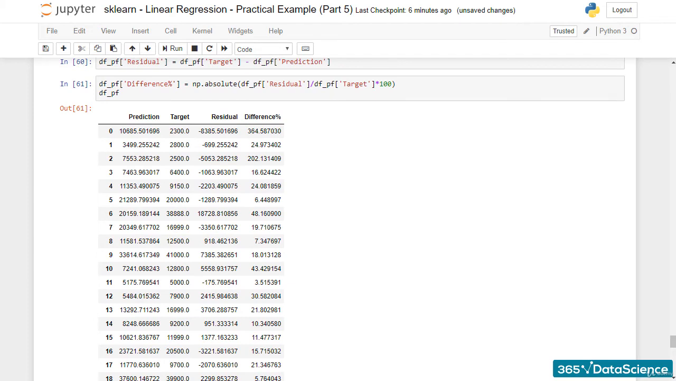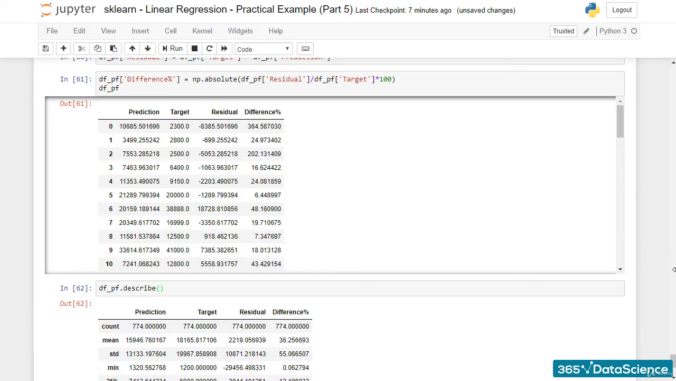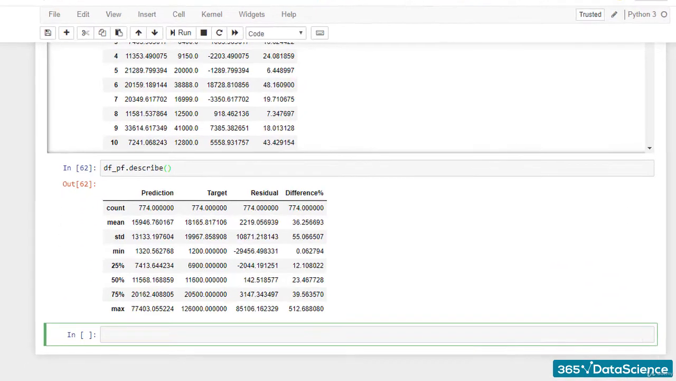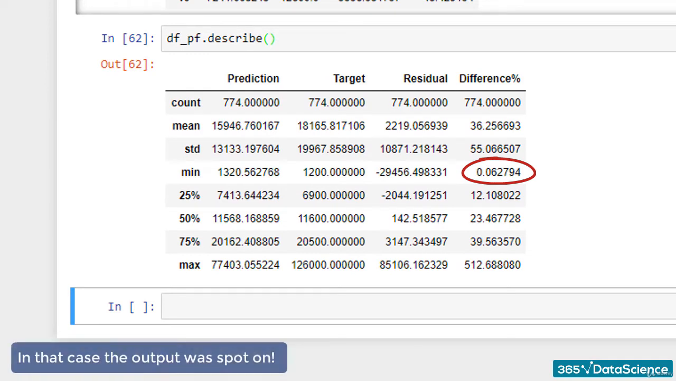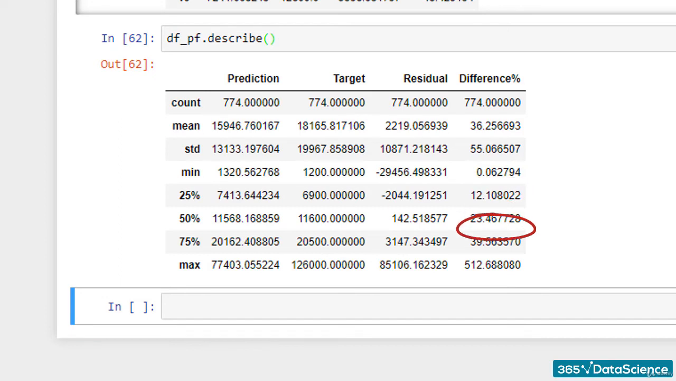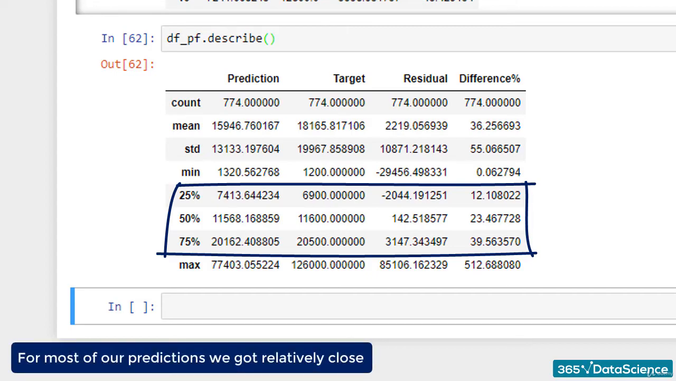To evaluate the aggregate performance, we could print the descriptive statistics of the data frame. Let's go through some highlights. The minimum difference in percentages is 0.06%. So the output was spot on. The maximum difference in percentages, however, is pretty off mark. Apart from the minimums and maximums, there are the percentiles. All of these tell us that for most of our predictions, we got relatively close.